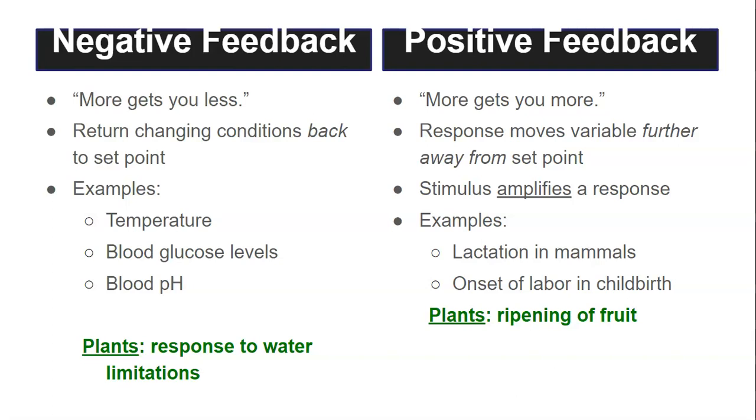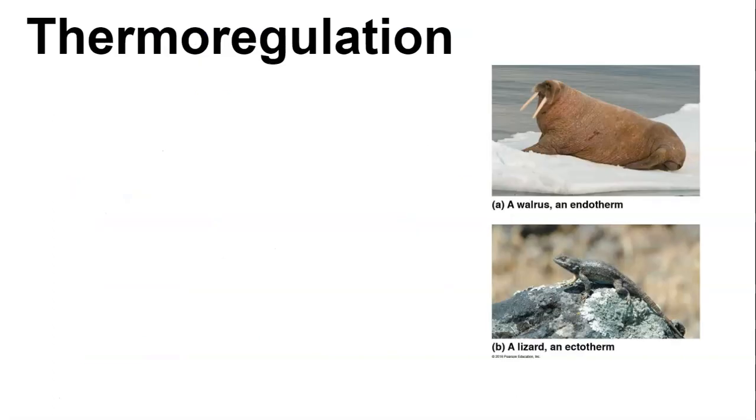Positive feedback is where you continue to amplify the signal. It's more rare because we oftentimes don't want to make more than we need at any given time in a cell, but it does happen sometimes, like ripening of fruit, the onset of labor and lactation in mammals, those kinds of things.